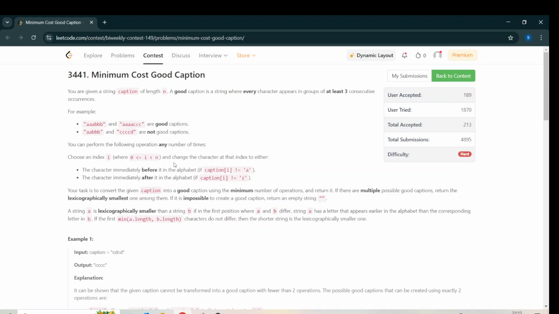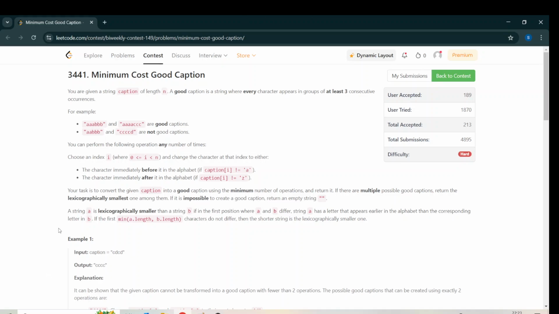So we can reduce the value of caption at any ith index by 1, or increase the value of the ith index by 1, or we can move to the previous character, or we can move to the next character in one operation. So what we have to do is make the given caption a good caption, and if it is not possible, we have to return an empty string. And if there are multiple possible answers with the minimum number of operations, we have to return the lexicographically smallest one.